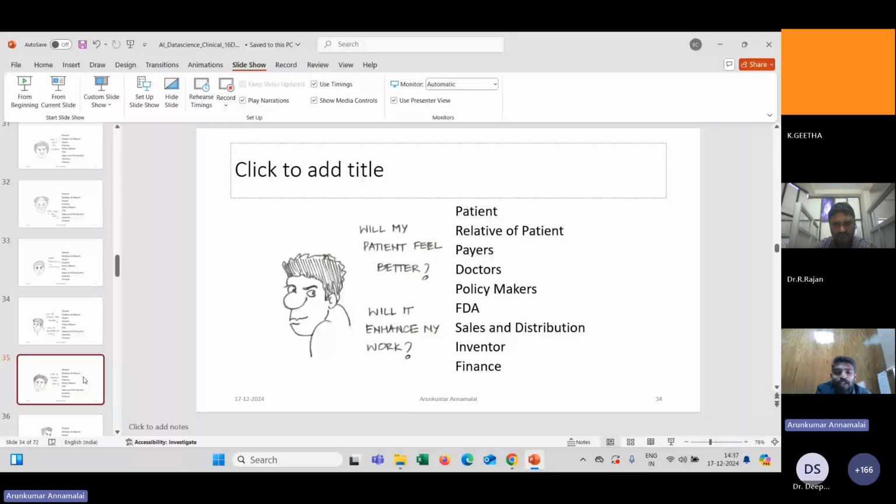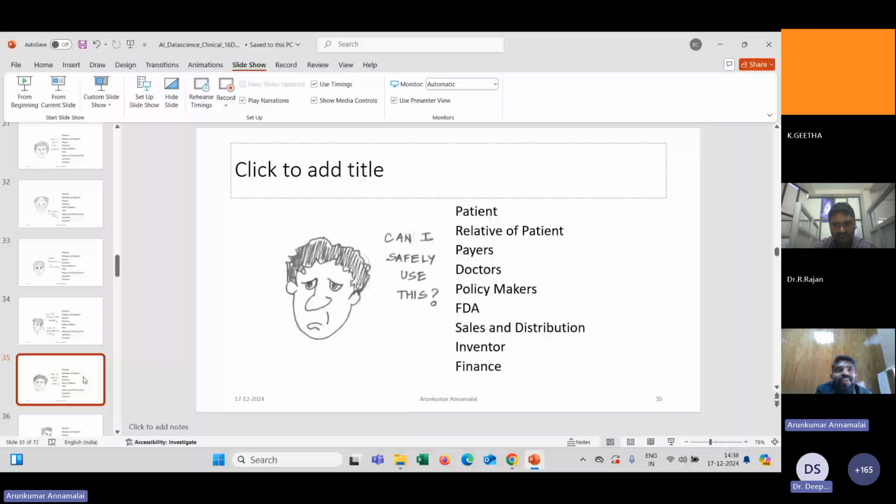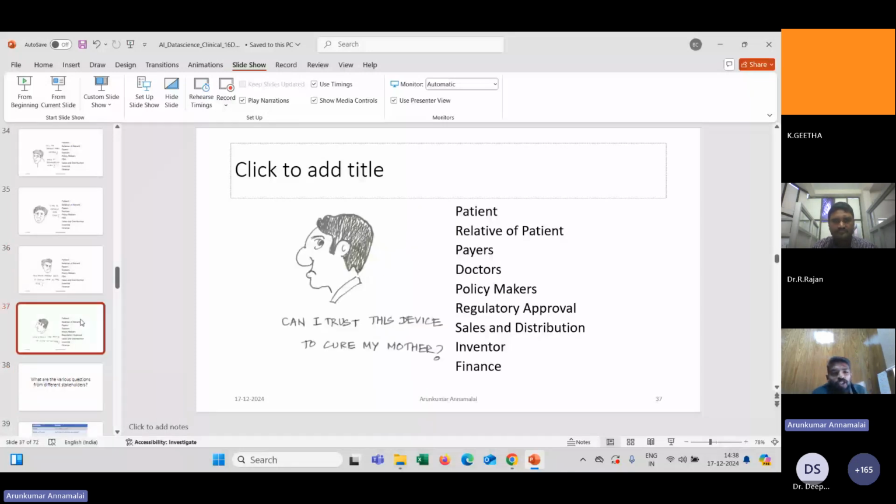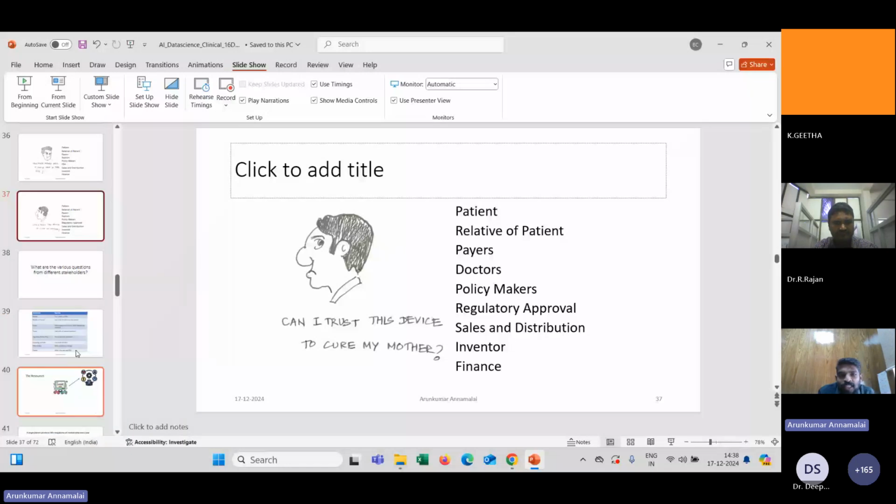What about this? Can I safely use this? Who will ask this question? Can I use your AI to do diagnosis? Patient. Yes. Patient. Right. How much money will it cost, and what is the return on investment? Finance people, perfect. Whenever it's return on investment, it's finance. What about this? Can I trust this device to cure my mother? Who will ask? Relative of patient. Good.